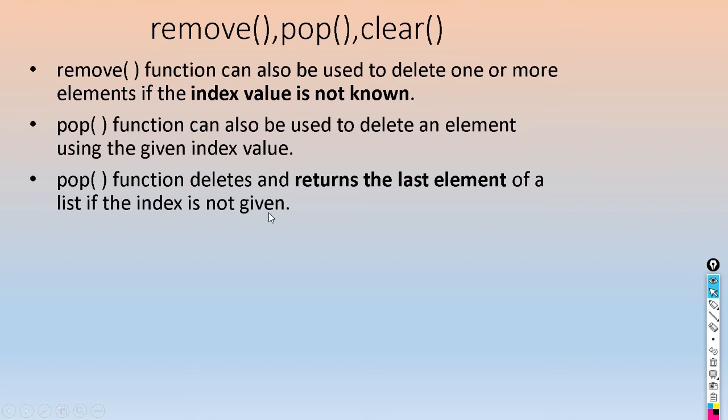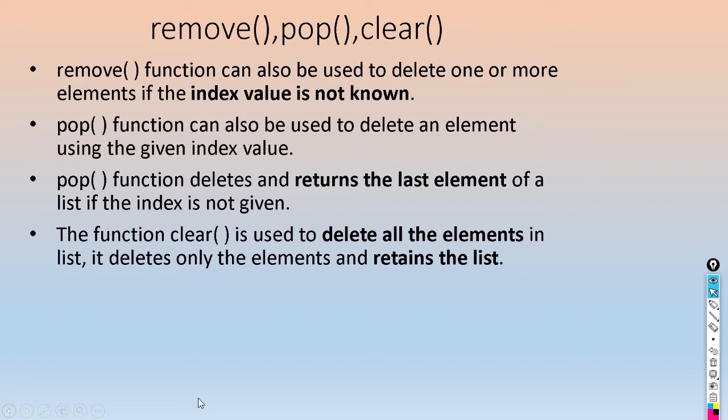So what is the difference between del and pop? Del means it will be deleting. If I give the index, the corresponding value will be deleted. Here, pop also does the same, but it returns the element. So whatever value is deleted will be returned if you use the pop function.